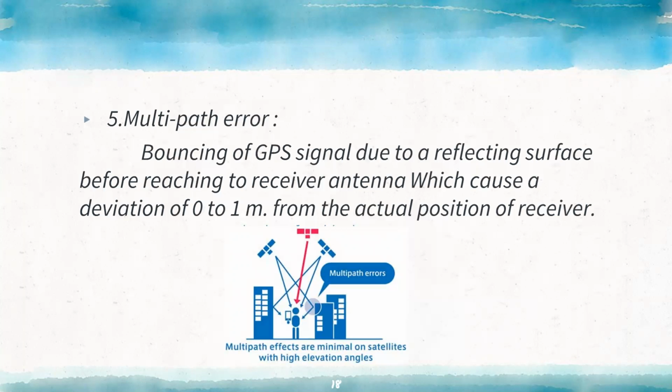And the last one is the multipath error. As the user has to receive the signal at the antenna, it has to come through a lot of disturbances such as buildings and other things around the receiver. These things may cause a deviation of 0 to 1 meter, but this deviation cannot affect the actual position of the receiver.